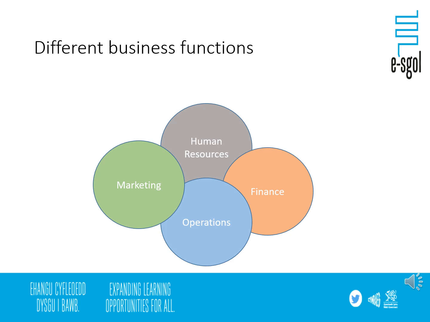There are different business functions in business, and they're all interdependent of each other. So when one thing changes, it affects another part of the business. The four functions of a business are marketing, human resources, finance, and operations. So it's quite important to know the different functions within a business.